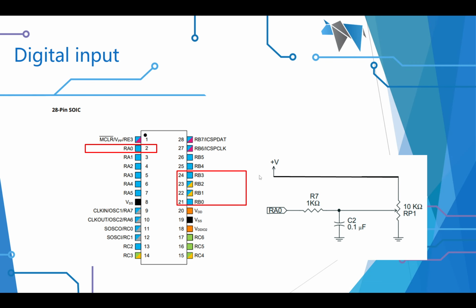So what have I got? I've got RA0, I've got my pot attached, and I've got 4 LEDs attached to RB0 to 3. And you can change those about. They're not hard coded. You can just go into the source code and change them as you see fit.